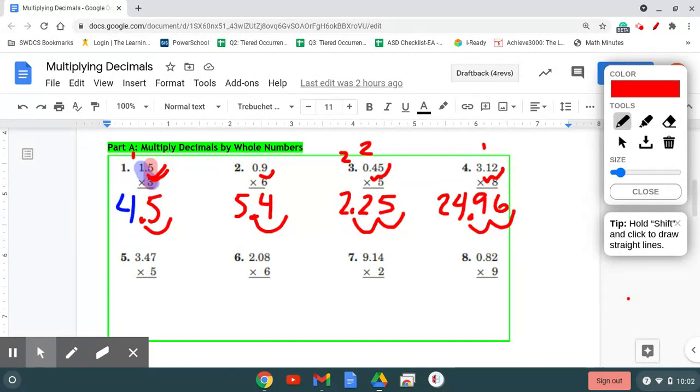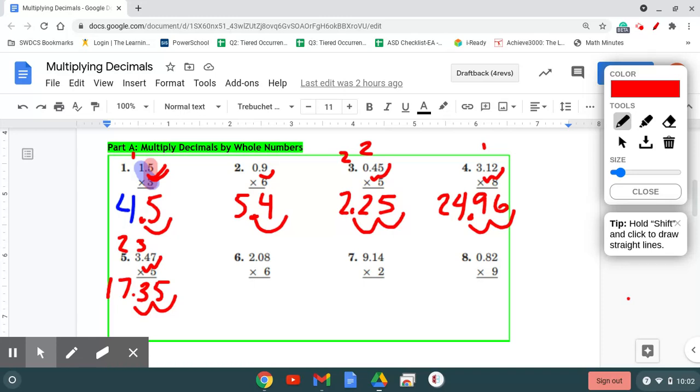Okay, so let's work this out. You should have got 17.35. How do we get that? 7 times 5 is 35, so we write our 5, carry our 3. 5 times 4 is 20, plus 3 is 23, so we write our 3 and carry our 2. 5 times 3 is 15. 15 plus 2 is 17. We have 2 spots behind the decimal. 17.35.